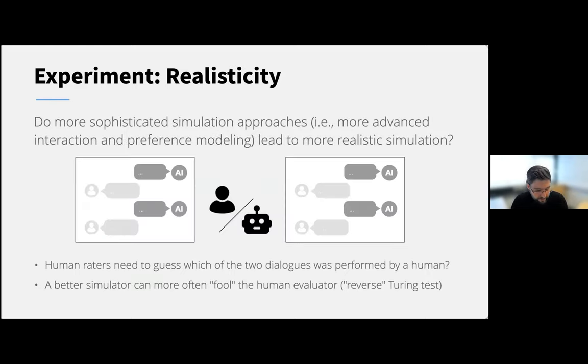The other experiment we did was a kind of reverse Turing test where we wanted to use human judges to help us evaluate how realistic these simulations are, or the simulated dialogues. So the setup was the following. Each human assessor was given the transcripts of two conversations side by side in random order. One dialogue was done by a human user, another one was done by a simulated user, and they had to guess which one was the real human. So in this experiment, our goal is to try to fool this human evaluator. So whenever they think that the simulated user was the human, that's a win for us.